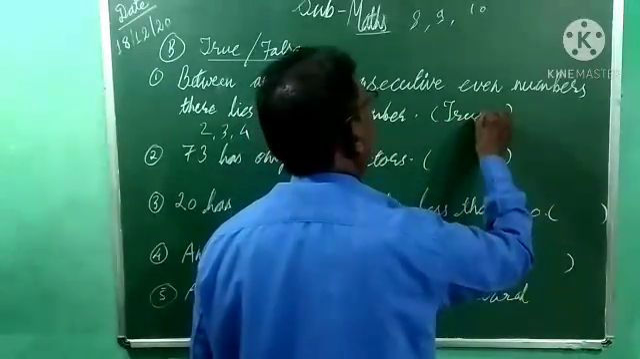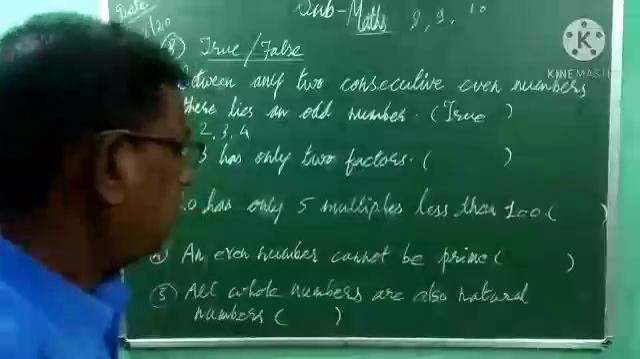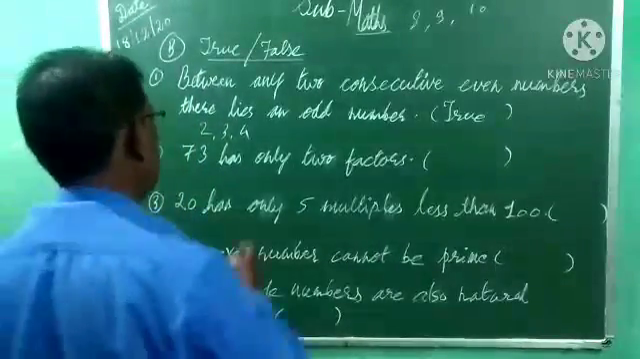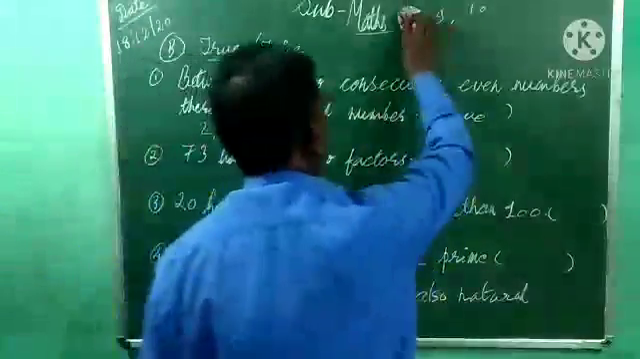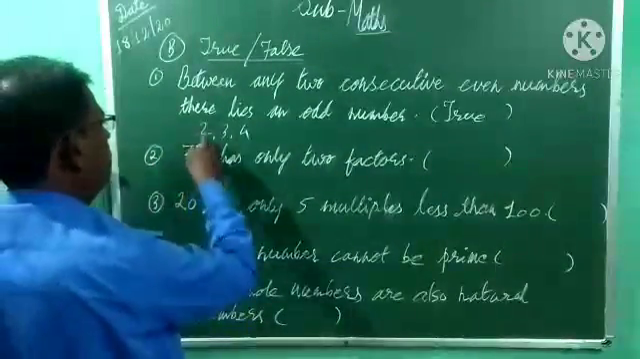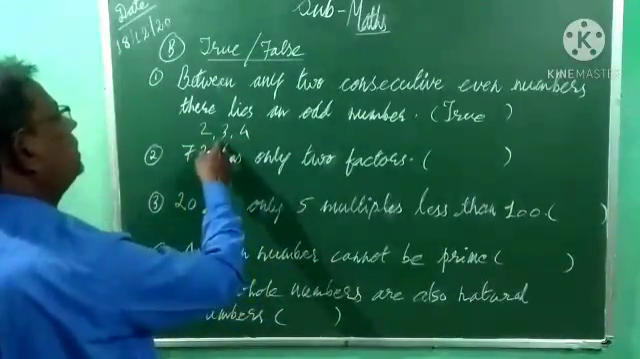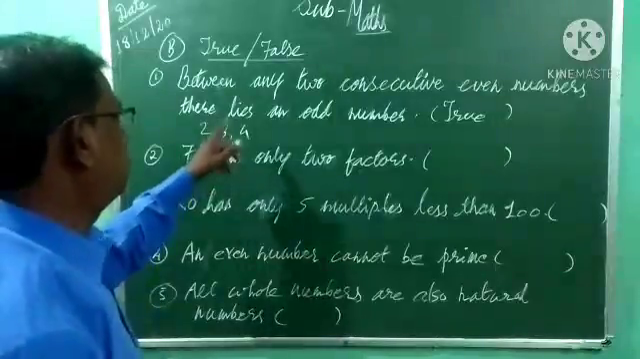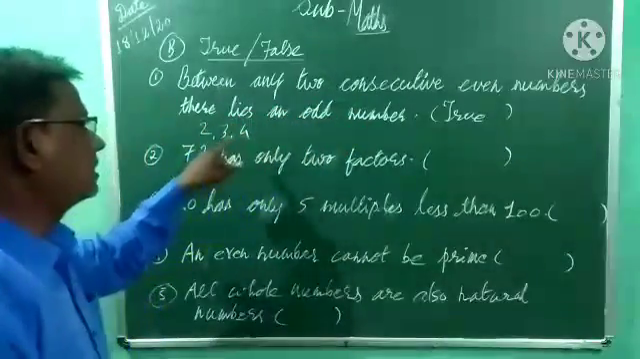Take any 1 digit or 2 digit number, a number of any digits, take consecutive even numbers, and between them an odd number lies. Understood? So I explain this one. 2 and 4 I took. In between that 2 and 4, 3 is lying. That's why between any two consecutive even numbers there lies an odd number.